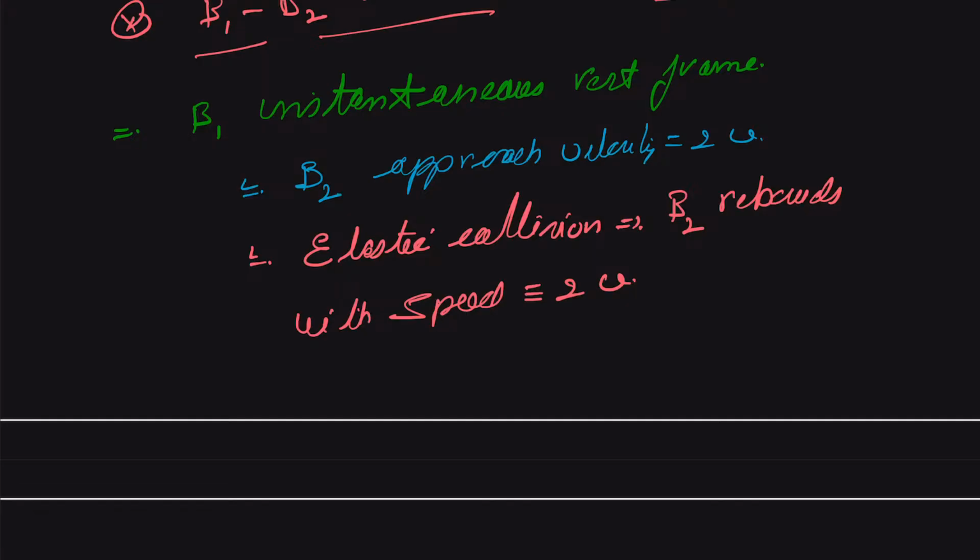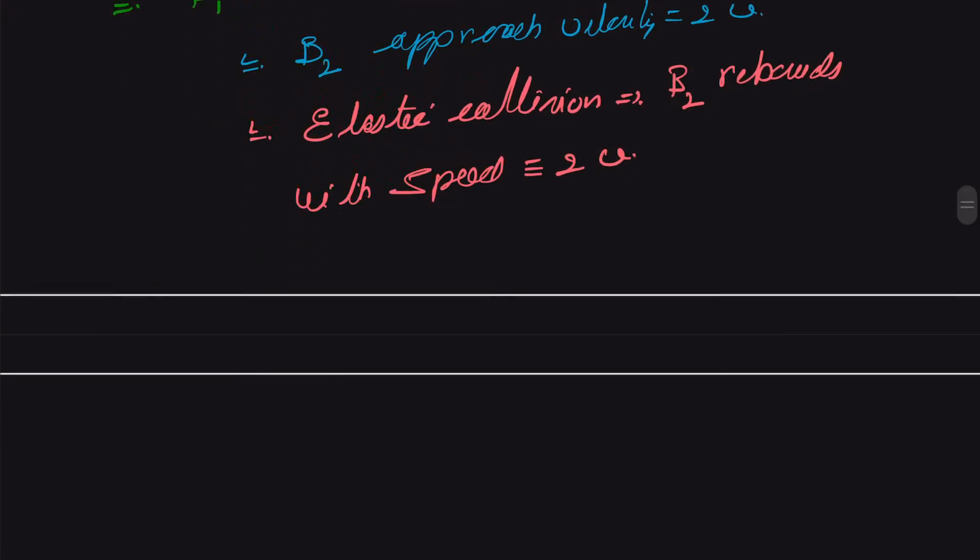Now we come to our lab frame. Therefore we can say that in the lab frame we can write that the velocity of our tennis ball, that is B2, after the collision will be equal to the velocity of the basketball, that is B1, plus the velocity there. So this comes as 3 times v.